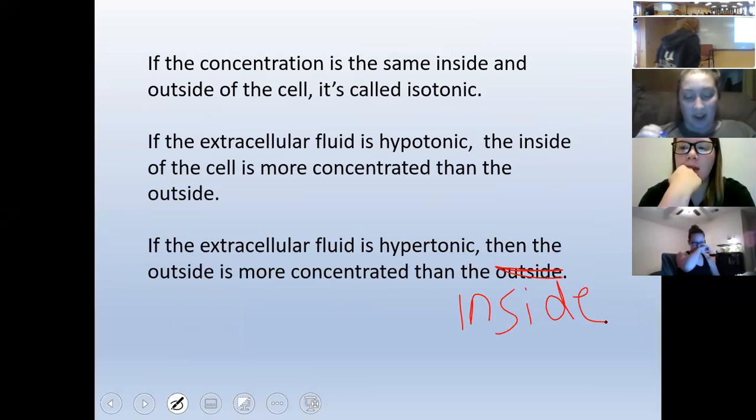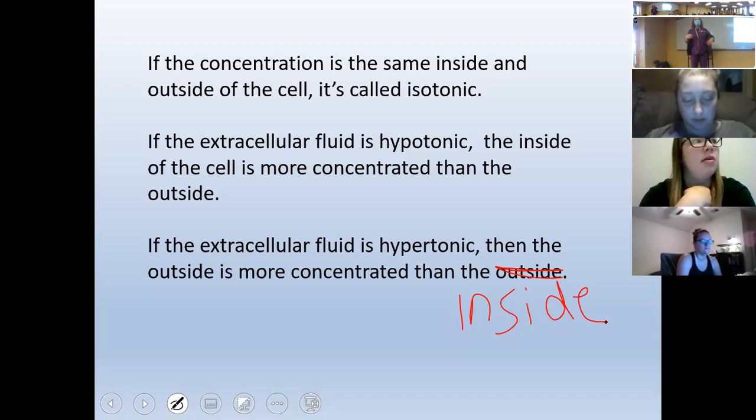So when we're saying hyper, hypo, we are specifically referring to the outside of the cell. So hyper, the concentration is greater on the outside than the inside. Hypo, the concentration is less on the outside than the inside. And this will promote the movement of fluids.